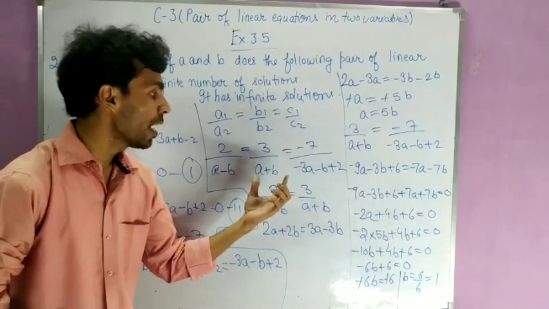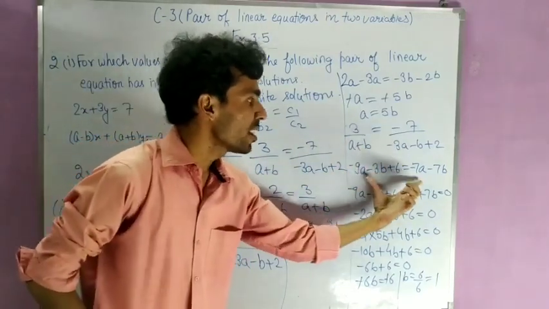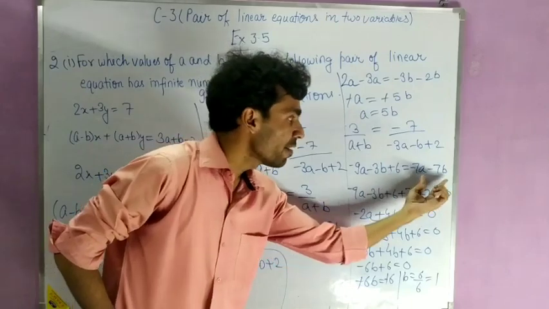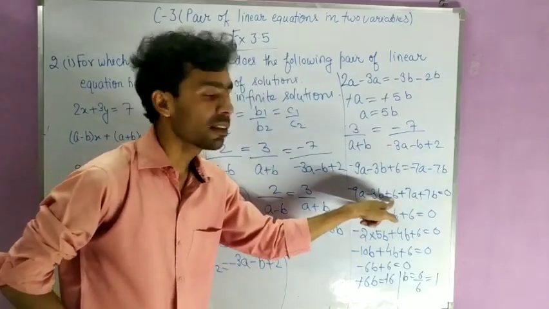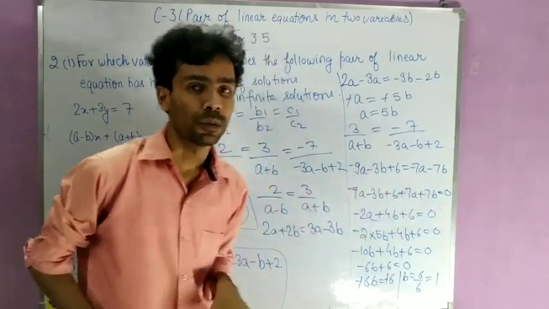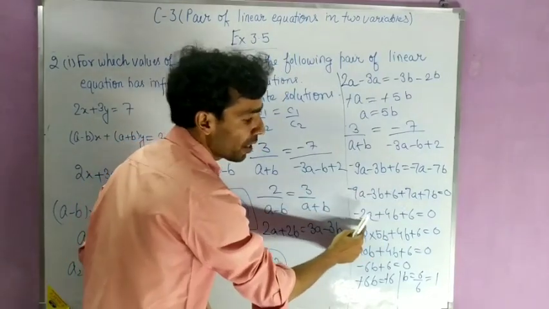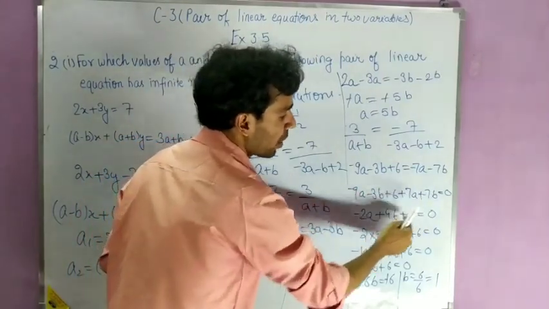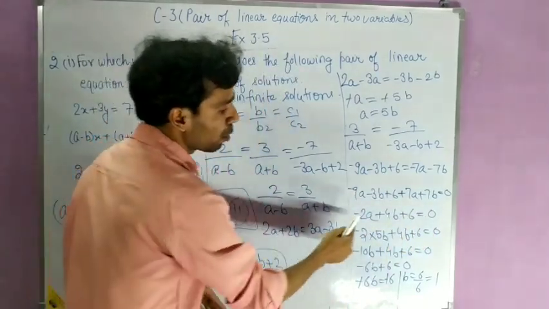After that again I have put these two together equal. So when I have solved, I have got this expression. Now I have transferred these two to this side. So minus 9a minus 3b plus 6 plus 7a plus 7b equal to 0. Now minus 9a plus 7a will become minus 2a, minus 3b plus 7b becomes plus 4b, and plus 6 equal to 0. After that I put the value of a.